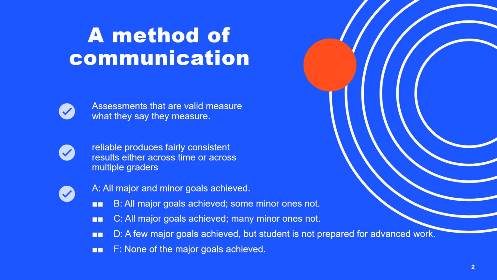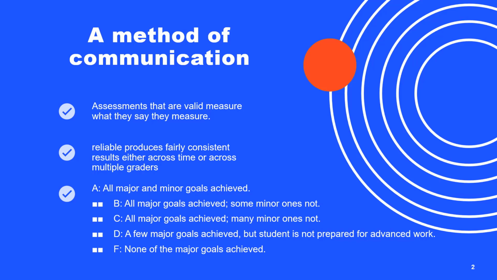And then a D, a few major goals were achieved, and the student is not prepared for any advanced work. This is where we have to do something different as instructors. What does that look like for you in your class? And we'll get more into that as we progress through this lecture video. But these are just some things to think about as we are progressing to make those decisions before you even enter into the classroom.